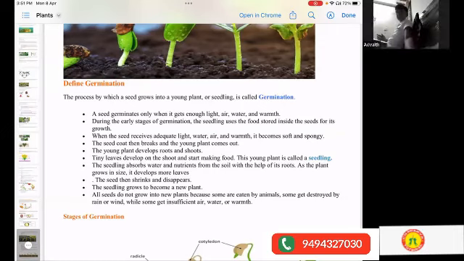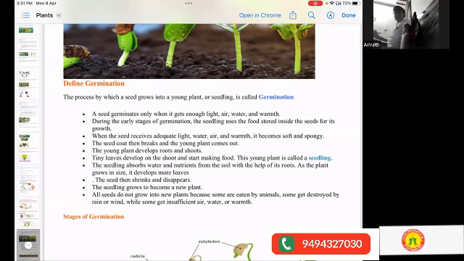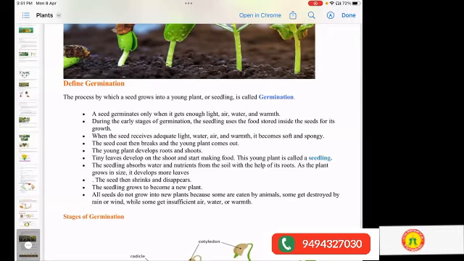Ma'am, so the heading for the 10 points will be stages of germination. Correct. It will be stages of germination. Ma'am, so we should write stages of germination and A, B, C like that. Correct. If you want to write A, B, C, D, you can write A, B, C, D, or you want to write 1, 2, 3, you can write 1, 2, 3, or you want to put a star, you can put a star. It's up to you.